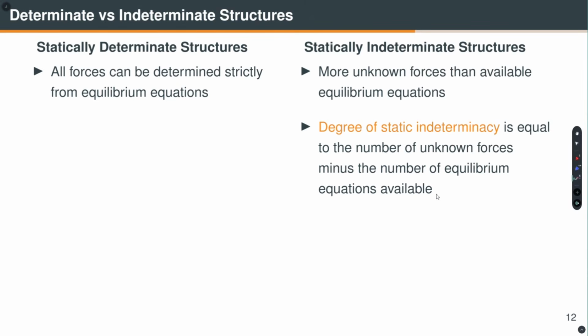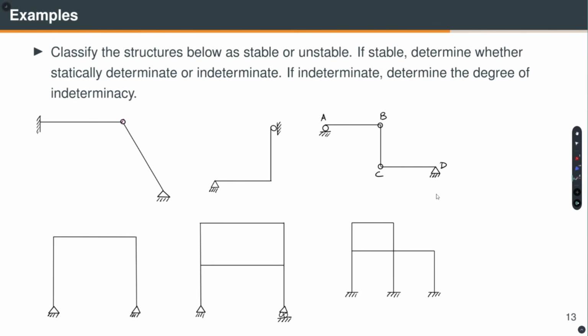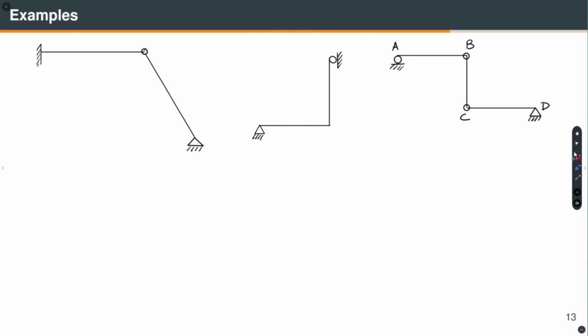Okay. So, now let us do some examples. Classify the structures below as stable or unstable. If stable, determine whether statically determinate or indeterminate. If indeterminate, determine the degree of indeterminacy. Okay. So, let us begin with the first one. So, how do I solve this?